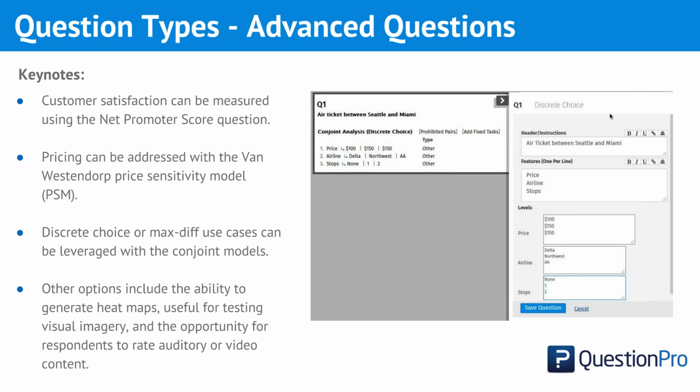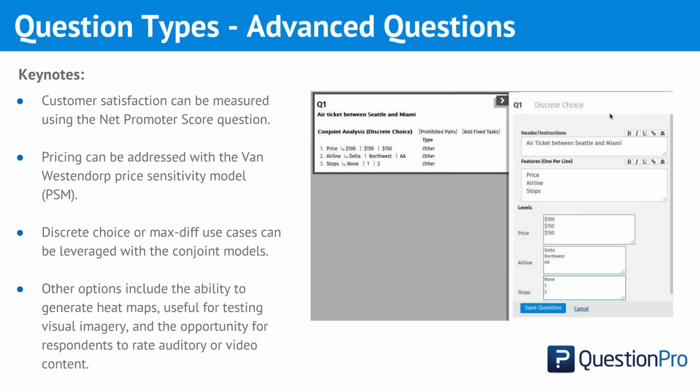I'm going to move through this pretty quickly here. Advanced question types. I know as a platform, Question Pro is really good about offering you some serious, hardcore advanced questions, and that might be something as relatively benign as the Net Promoter Score. It's always nice to have that preset up for you. You can adjust pricing questions using their Van Westendorp model. If you need to get into discrete choice or max diff, if you have use cases for those, they have a conjoint model section.